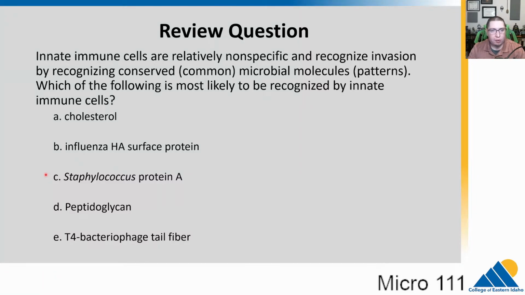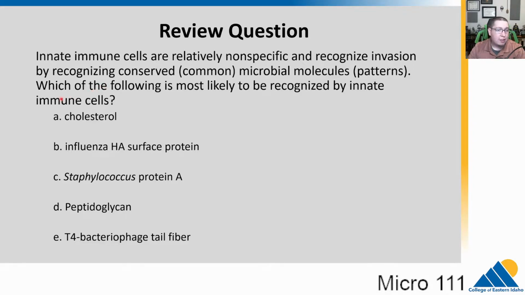All right, last parts of this chapter, but first, let's do a little review here. Innate immune cells are relatively non-specific and recognize invasions by recognizing what we call conserved, which means common or related, microbial molecules. That's our patterns. Which of the following is most likely to be recognized by an innate immune cell?